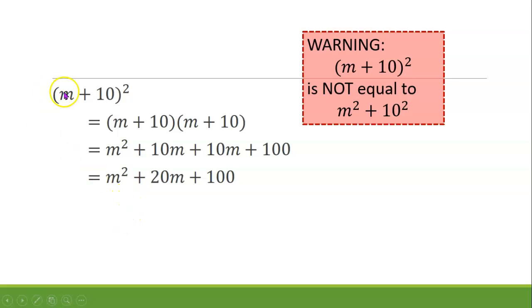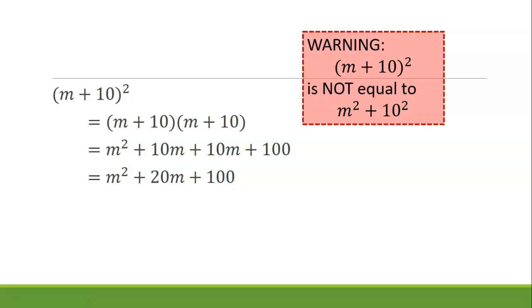So notice we did get the first thing squared, we did get the second thing squared, but we also had something in the middle that was made up of two times these two things multiplied together. If we multiply together the 10 and the m, we get 10m, and we got two of those, so it was 20m in the middle. m squared plus 20m plus 100.